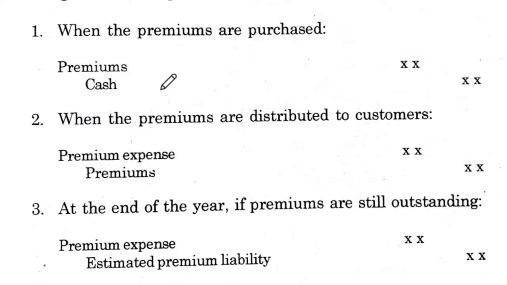When you distribute the premiums, meaning the caps are being distributed to the customers, you have to debit the premium expense. This is the expense in relation to the premiums that you distributed. And this amount, the premium expense, will be reduced by the amount of any cash out from the customer or reimbursement from the customers.